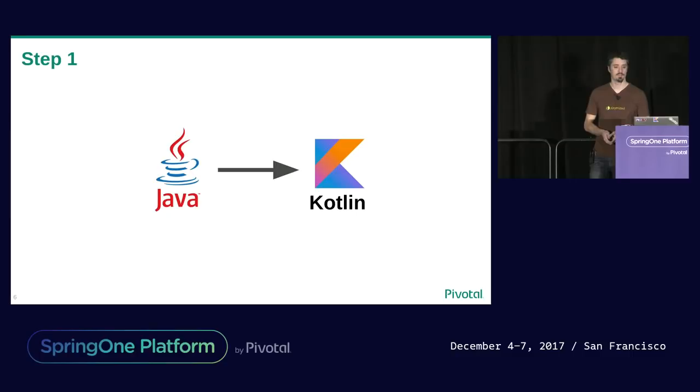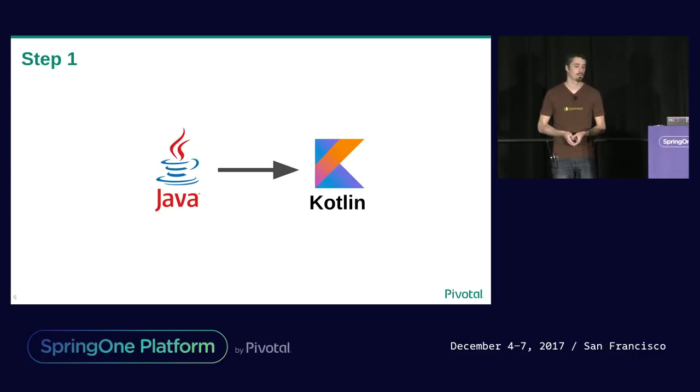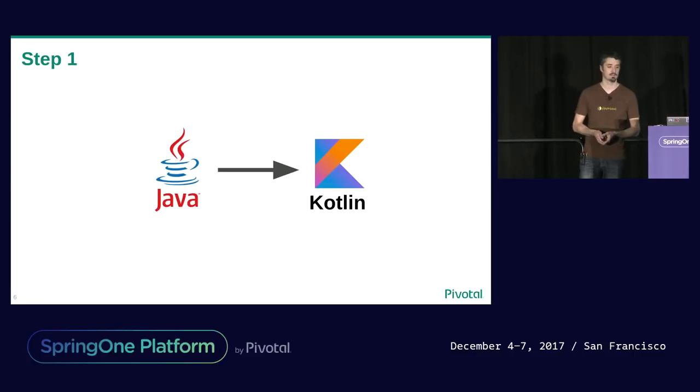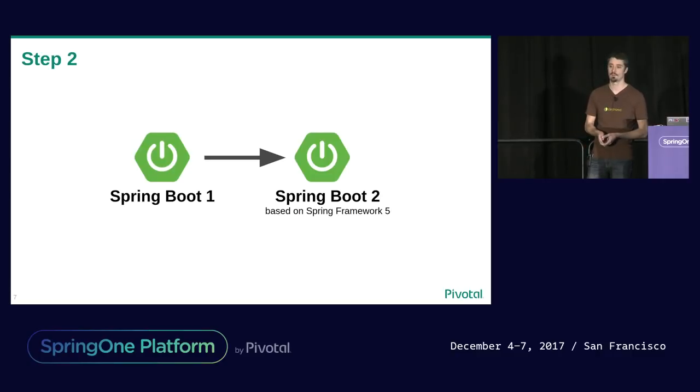The first step is to change only the language. We have introduced first-class Kotlin support in Spring Framework 5, but the first step will be just to use Kotlin as a language with Spring Boot 1, which does not provide any specific Kotlin support, and we are going to see what we can do with that. The second step will be to migrate to Spring Boot 2, which is based on Spring Framework 5 and provides Kotlin support out of the box.